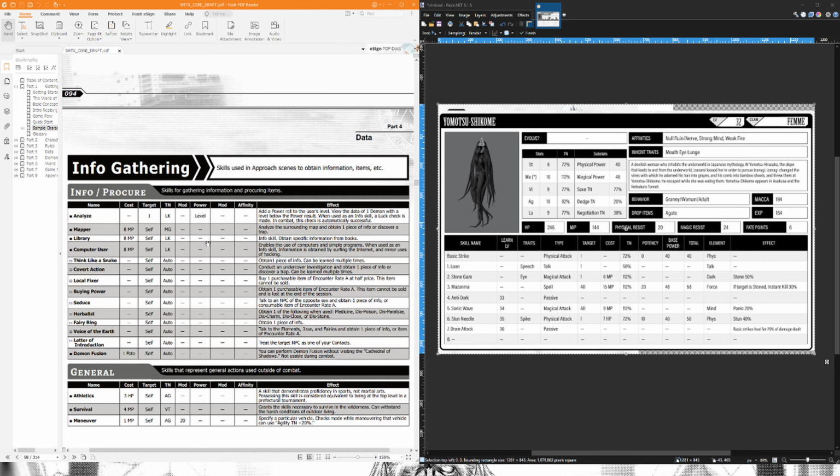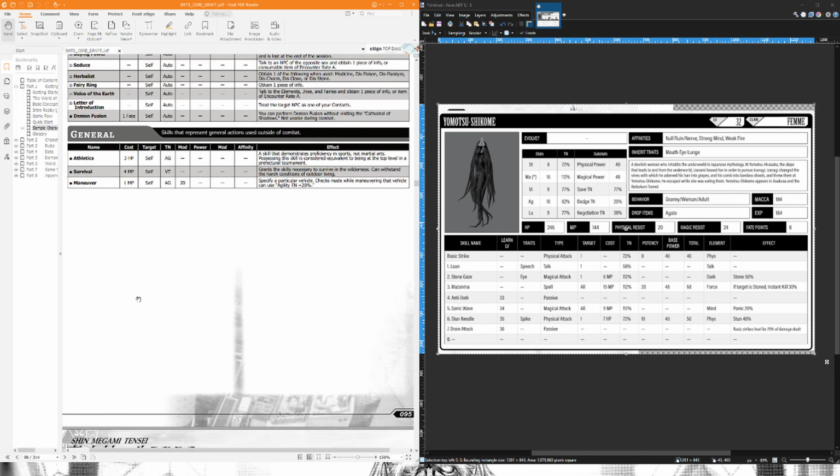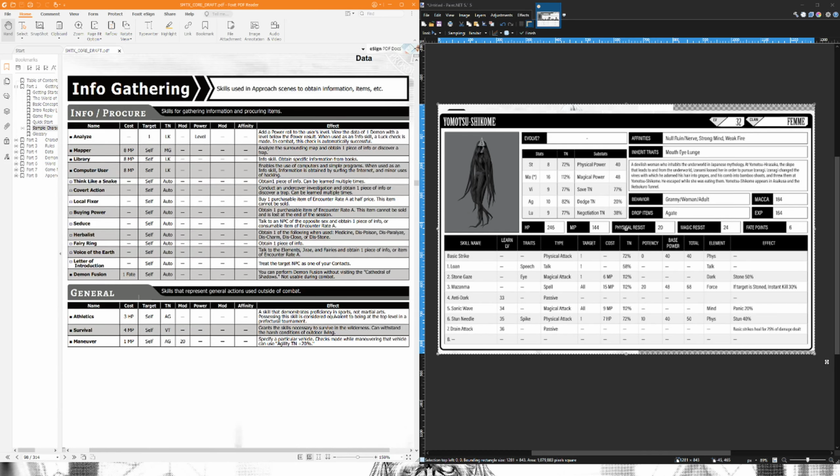Info gathering, so these are sort of related to negotiation, but these are basically, so info gathering skills and general skills are skills that you can use outside of combat. That's basically the distinction here, is that they take too much time, or they imply that you play out a scene gathering information.